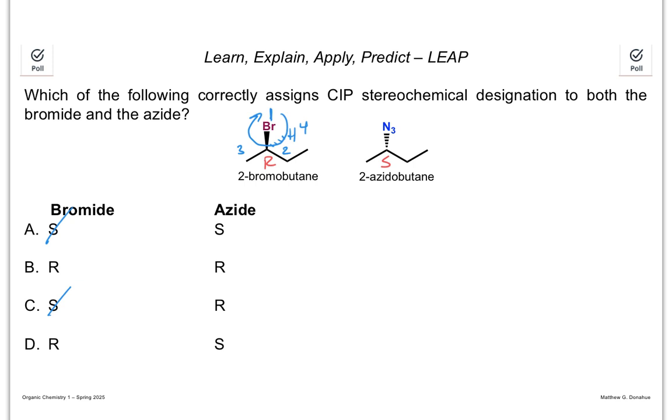When we did the inversion with nitrogen, N is still taking priority. The hydrogen's now in front. So 1 and 4 of the 2 carbons, those stay the same. Notice that that is still going clockwise, but the 4 group is in front of you. So that has to change from R to S. So we would end up with D as the correct answer.